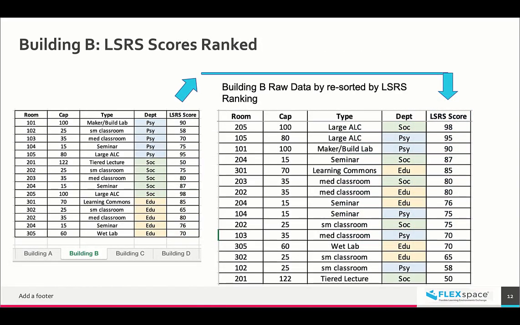To guide initial investment strategy based on need, rank the spreadsheet by LSRS scores. Here we can see that sociology has the highest ranked space and also the lowest ranked. It would be logical to conclude that the lower ranked room should be the investment priority. But what about further budget refinement?